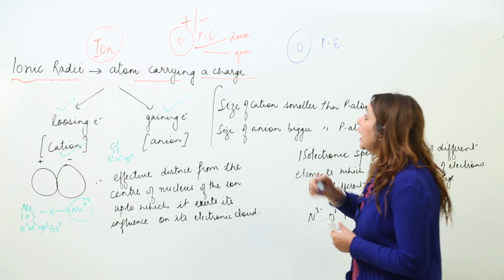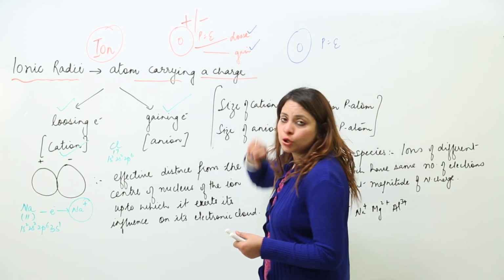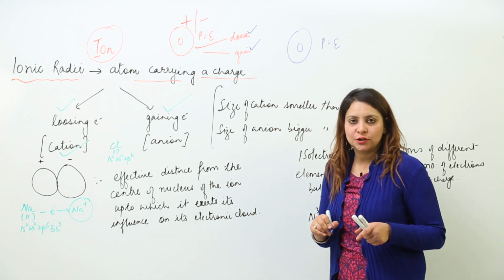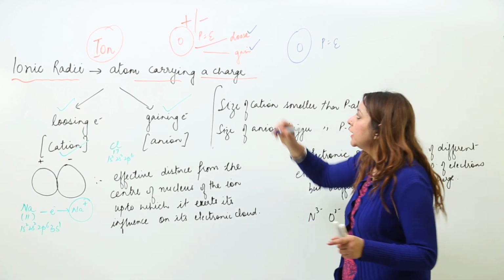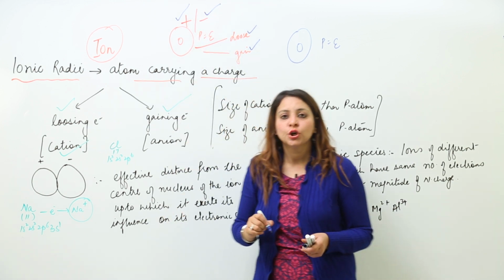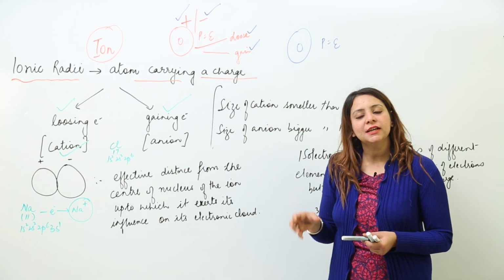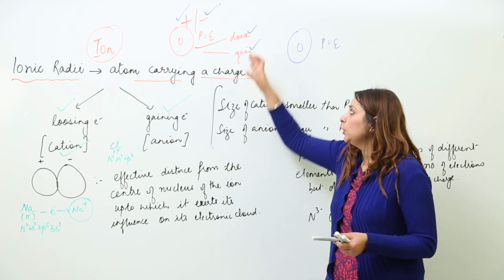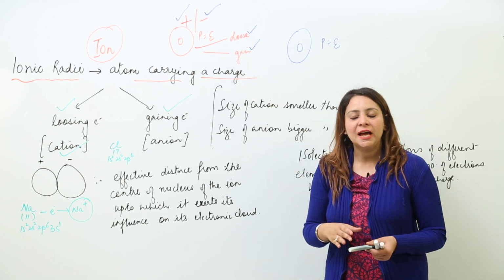But whenever an atom loses or gains an electron, it acquires a charge. And there can be two kinds of charges. An atom can have a positive charge or a negative charge. So only two kinds of charges are possible on an atom when it loses or gains electrons, that is, a positive and a negative charge.